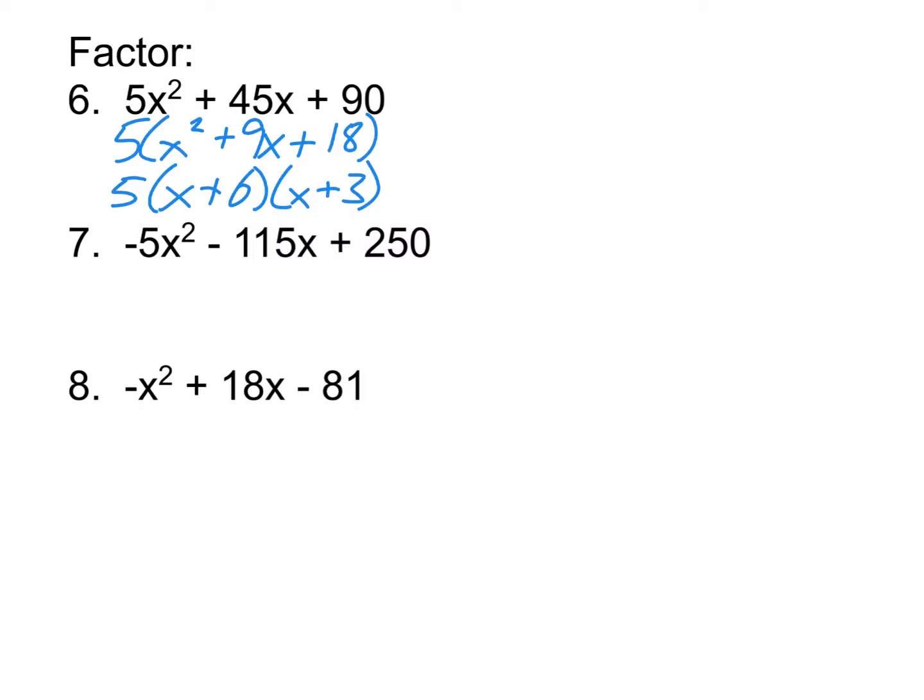Number 7. Same deal on number 7. In this case, though, we're going to be dividing everything through by negative 5. When you do that, that gives you x squared plus 23x minus 50. And then again, we ask ourselves, are there two numbers that add to negative 23 and multiply to negative 50? And the answer is yes.